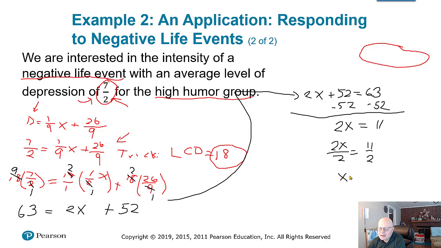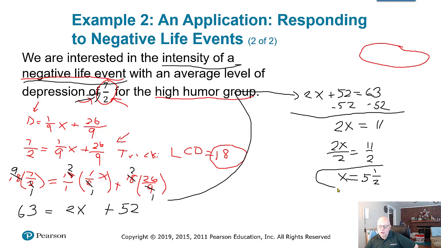And my x is 11 halves, or 5.5. Now we might want to go back. What does the 5.5 represent? It represents the intensity of a negative life event that produces depression of 7 halves.